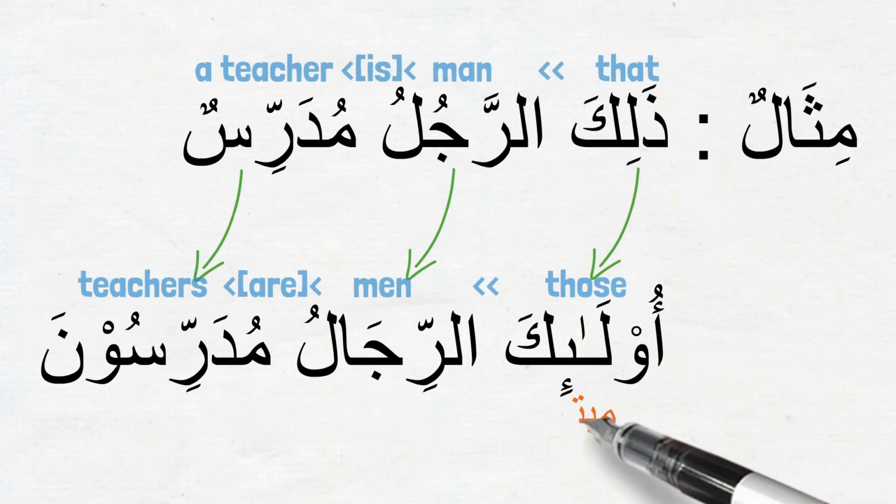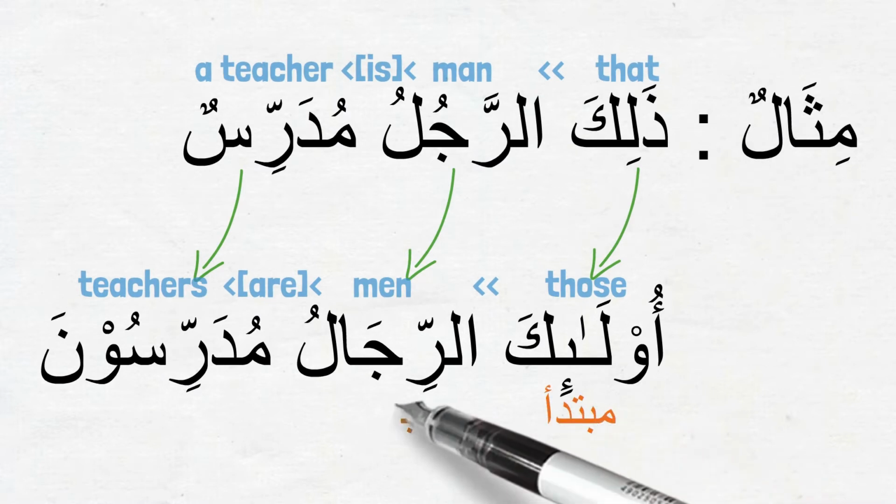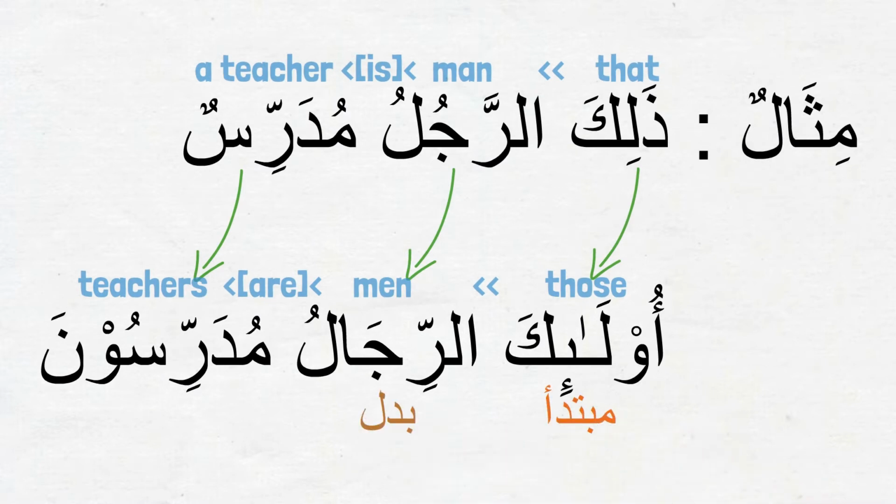Here, أولئك is the مبتدأ. الرجال is the بدل for أولئك. And مدرسون is the خبر.